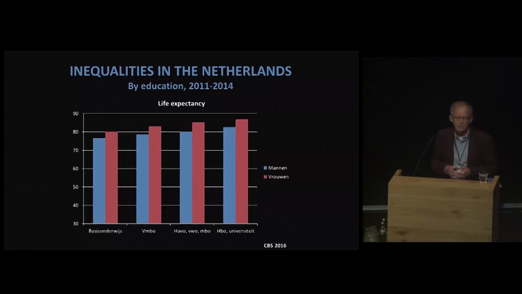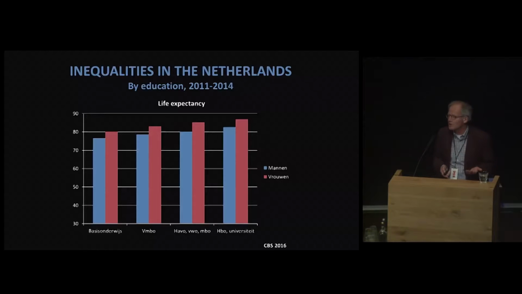Fortunately, we have these individual level data also in the Netherlands, and this is what we see when we calculate life expectancy by level of education in the Netherlands. For men and for women, the blue bars and the red bars, and the 4 sets of bars represent the 4 different levels of education, from low education on the left-hand side to tertiary education, post-secondary education on the right-hand side. And as you see, life expectancy is consistently higher for individuals with a higher level of education, both among men and among women. It's about 5-6 years difference in life expectancy, quite a substantial inequality.